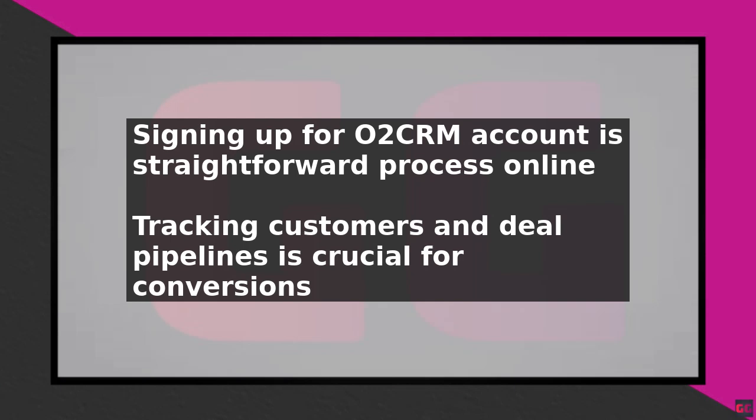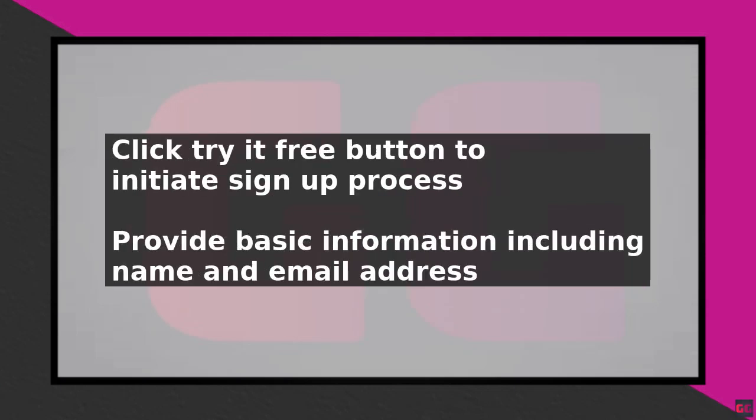The process begins on the Odoo CRM website, where you can click on the Try It Free button to initiate the sign-up process. You will then be asked to provide some basic information, including your name, email address, company name, phone number, language, company size, and primary interest.